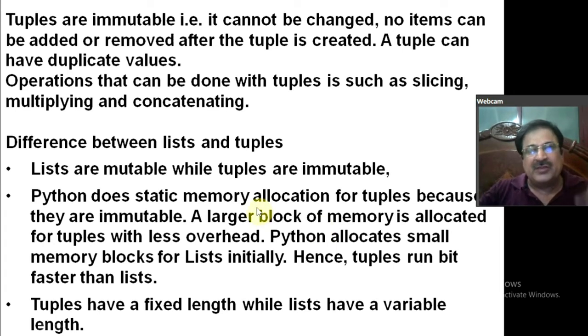Second, because tuples cannot be changed, when you create a tuple, Python will allocate static memory for it, so it requires less overhead. When you create a list, Python knows that it is dynamic. You can add elements, delete elements, append, or insert in between also. So the memory overhead is much more when compared to tuples, right? It is a dynamic memory allocation for the list. So tuples run faster than lists because lists require much more memory overhead to maintain. Thirdly, tuples have fixed length and lists have variable length. So these are the major 3 differences between list and tuples.